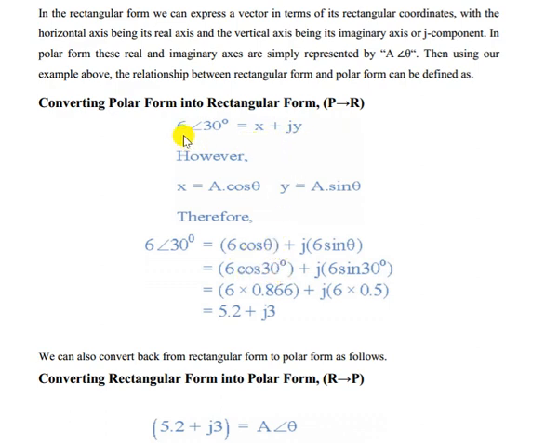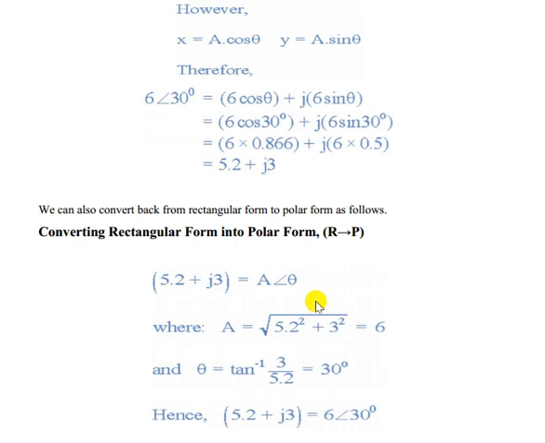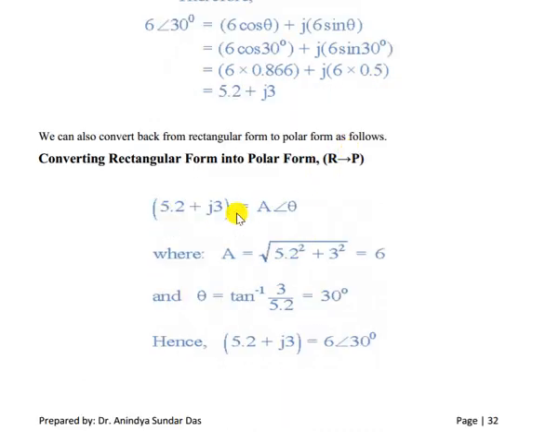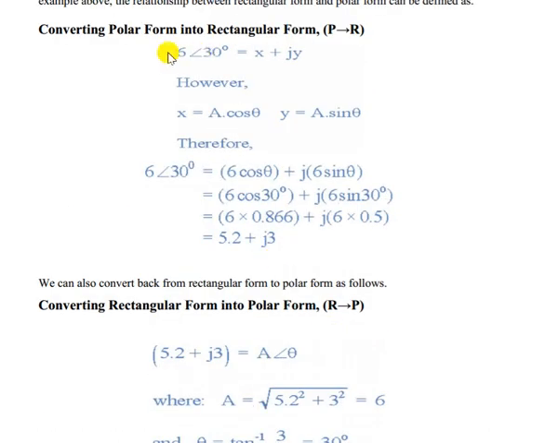Nothing but 6 sine 30, that is A sine theta, or sine 30. Then we can find out the value. Similarly, for rectangular to polar, what happens? A is nothing but root over x square plus y square, and theta equals tan inverse y by x. We don't have to consider the j value here, and so we can convert this rectangular form into polar form, and here polar form converts to rectangular.